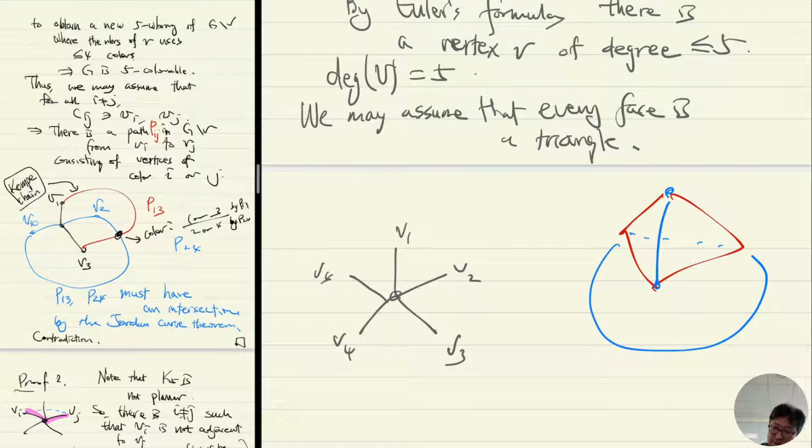So that means I can assume that around this vertex V, it looks like a 5 cycle. Okay.